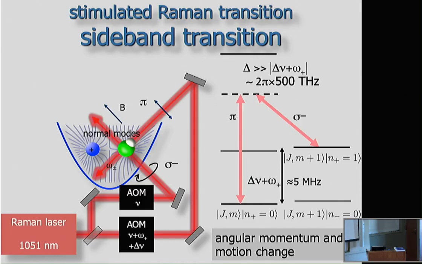The way this is done is we use a CW laser at 1051 nanometers, very far away from the electronic transition, and split it into 2 beams. One goes through this AO, which is at frequency nu, and then this AO is at nu plus the sideband frequency, plus the little energy difference between these 2 states. We shine that in. One is pi and one is sigma. That gives us the selection rules here, that we go up pi and then go down sigma, for example.